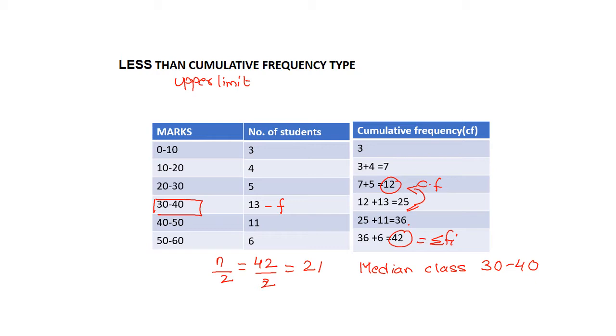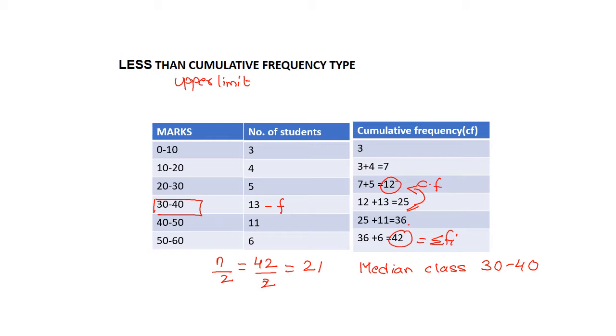The last number represents the summation Fi, that is the total frequency. Now, why is this cumulative frequency there? It is very important to find the median class. As we know, for the median, we require the median class. For that, we should first do n upon 2. N upon 2 is nothing but 42 divided by 2, that is nothing but 21.